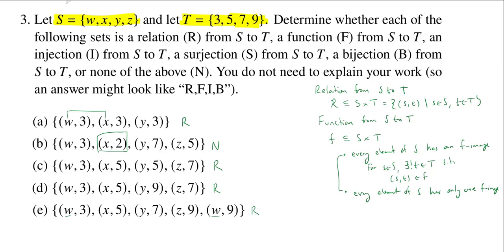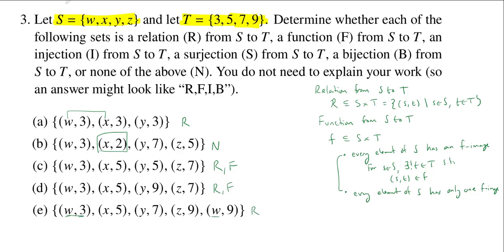This second one is none of the above anyway. The third one, let's see. W has a 3, X a 5, Y a 5, Z a 7. Yep, we're good. We have a function. D, W3, X5, Y9, Z7. Yep, everything goes to exactly one place. It's again a function.